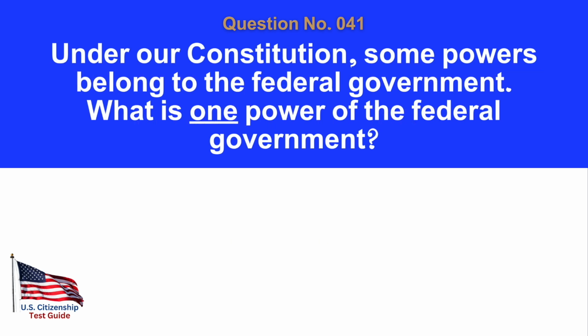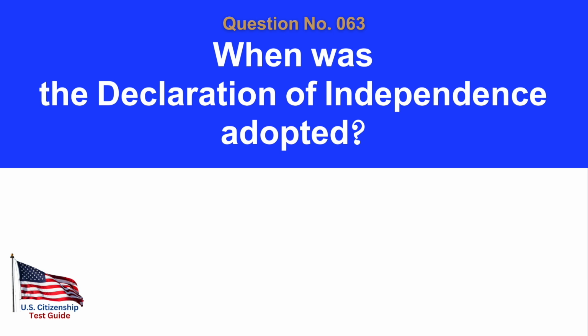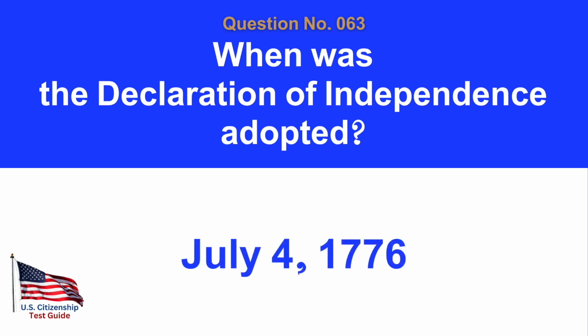Under our Constitution, some powers belong to the federal government. What is one power of the federal government? To print money. When was the Declaration of Independence adopted? July 4, 1776.